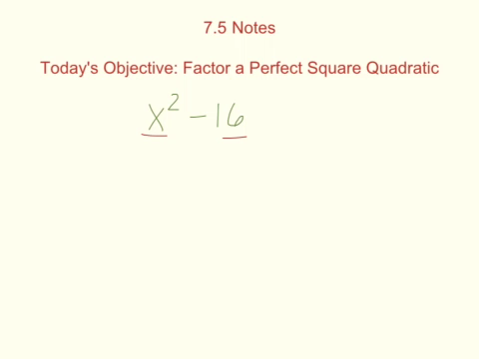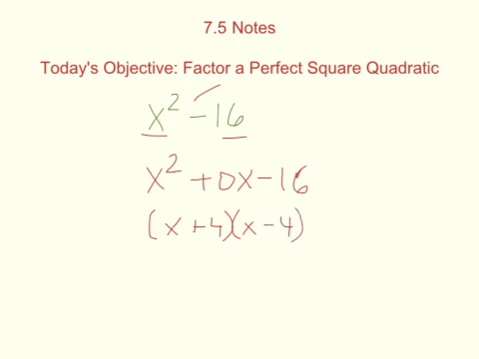And if you'll notice, there's no middle term. So we could rewrite this to be x squared plus 0x minus 16. So when we're thinking of factors here, we're thinking of factors of 16 that would add together to be 0. These are really easy to factor because all you have to do is take the square root of each. So it's x plus 4 and x minus 4, because 4 times 4 is 16 and 4 minus 4 is 0.